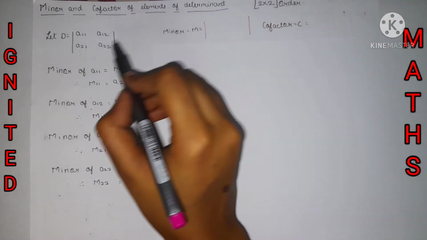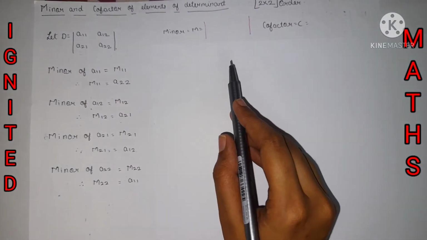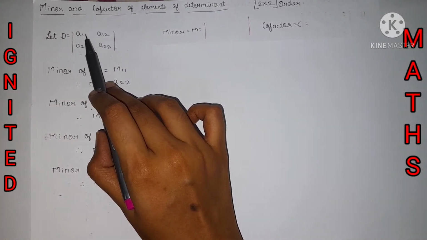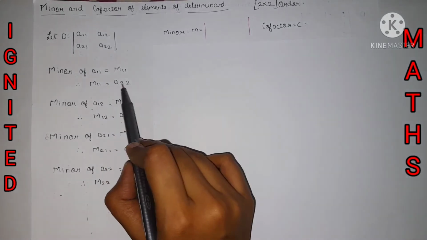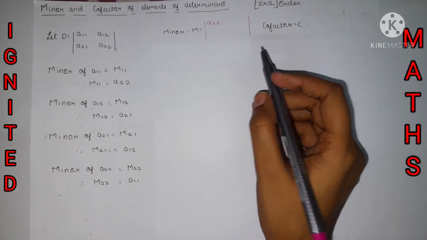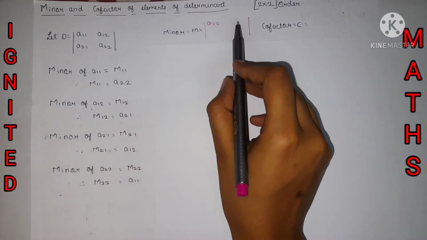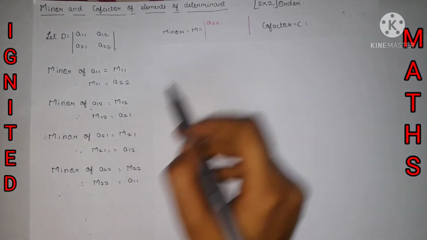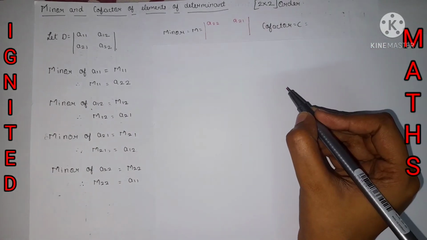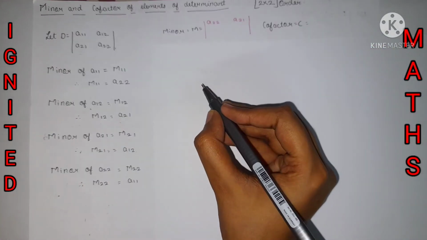Yes, so at the respective row and respective column, we need to mention it in the determinant. Now A11, that is the first row, first column. So M11 is nothing but A22. Yes, so we need to write it over here. And the minor of the A12 element, that is the first row, second column, is nothing but the A21 element. We need to place it at the respective row and respective column from the question given.